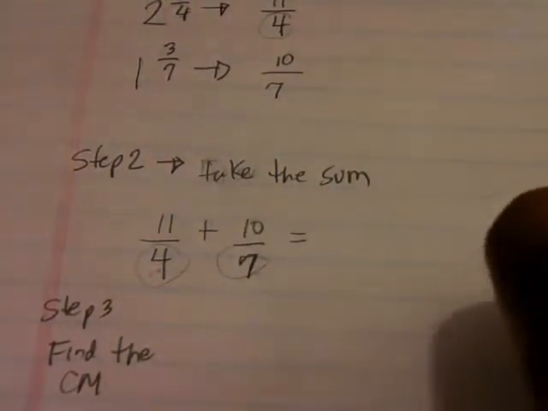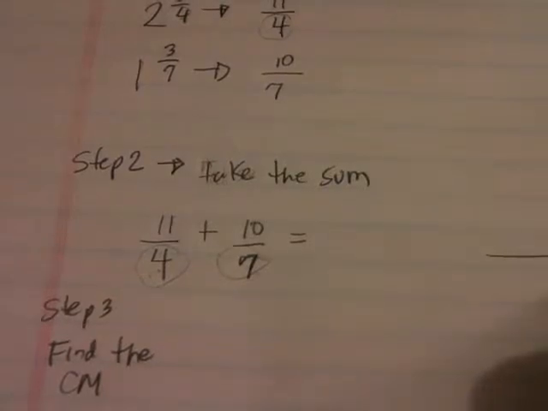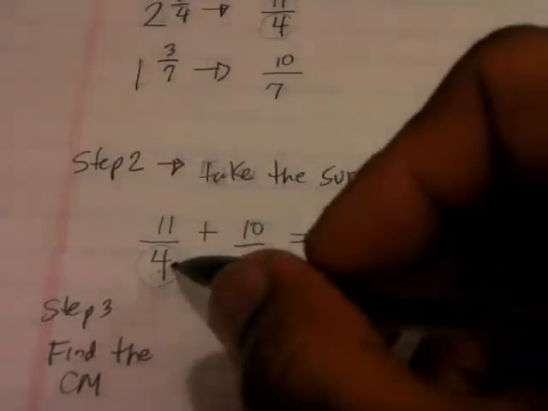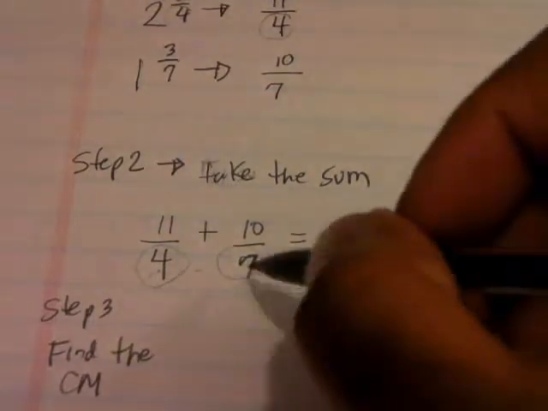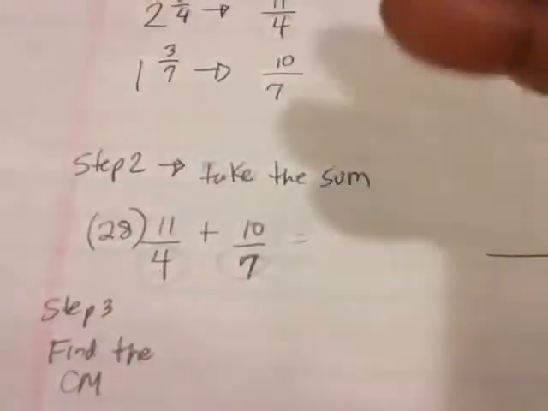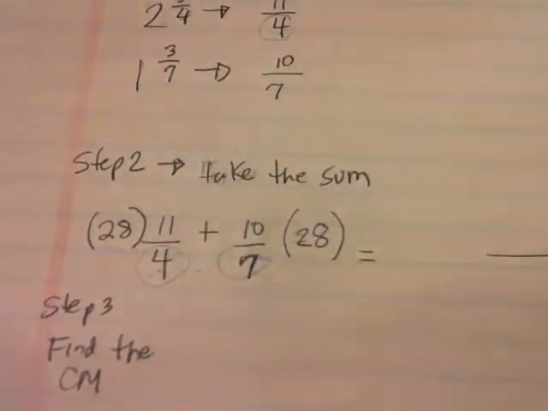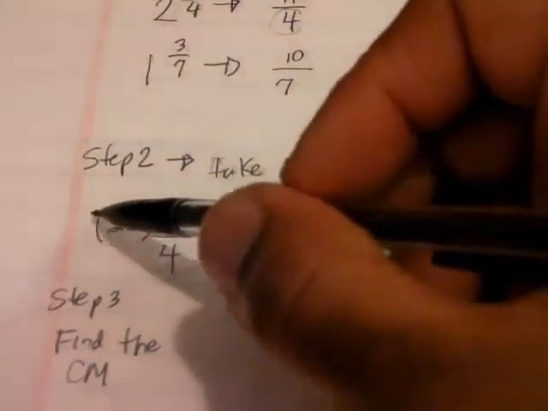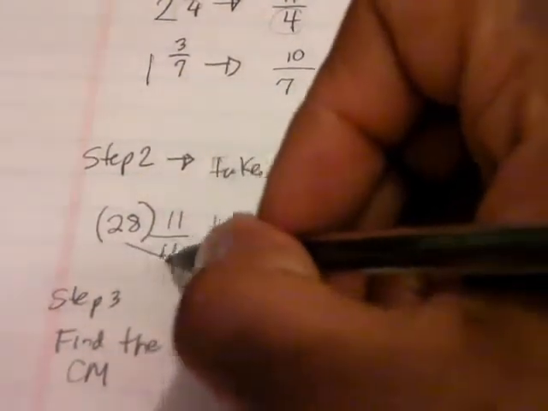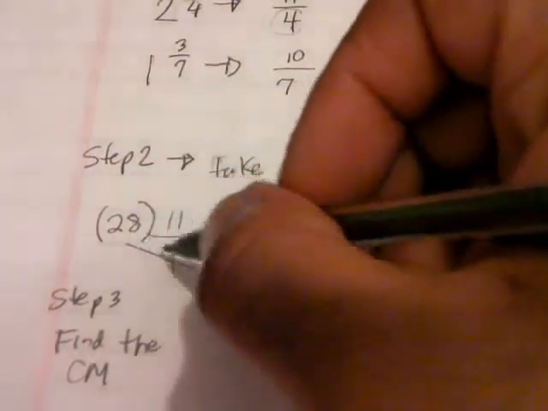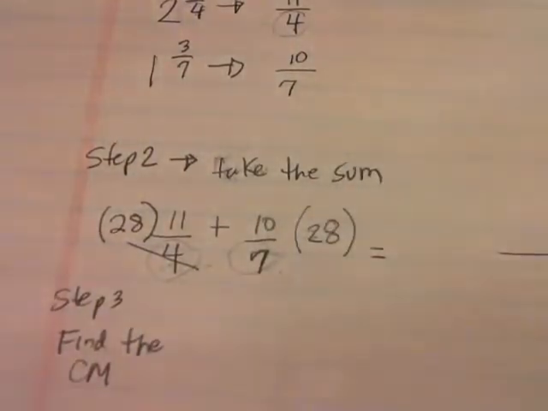So we draw our new line for our new common denominator, and then what we're going to do is take the common multiple, which is in this case 28, multiply 28 on both sides. I'll erase this so I have enough room. And then we cancel. As we cancel, we remove the denominators. 28 divided by 4 is 7. You're going to have 7 left over here.